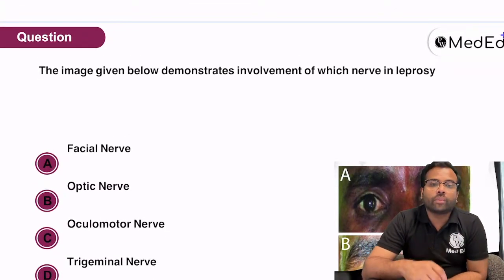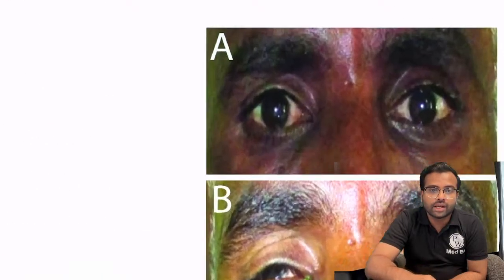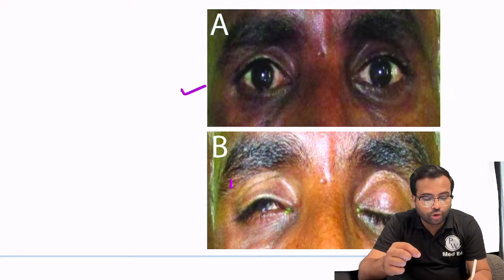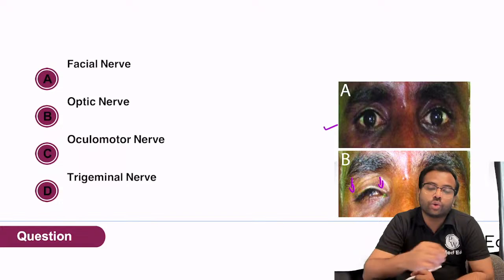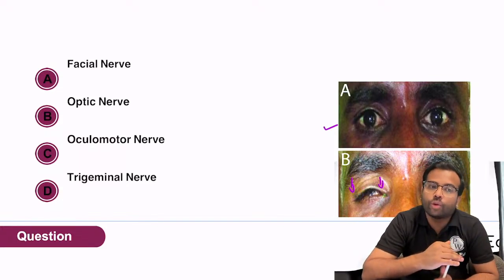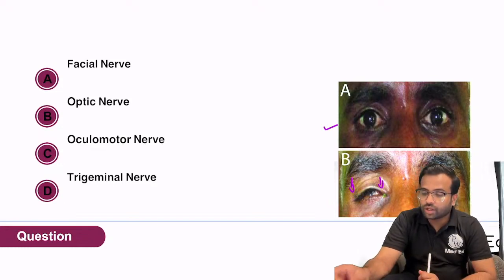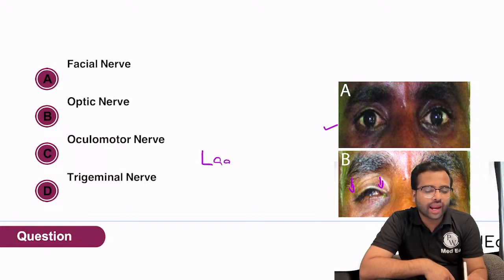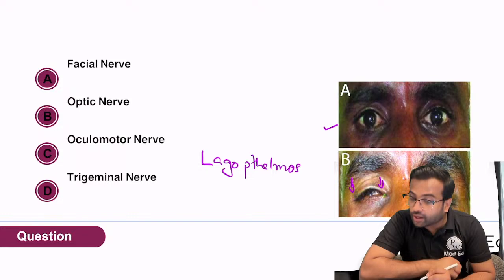The image below demonstrates the involvement of which nerve in leprosy. You can see that in this patient, there is a drooping of the eyelids. Which nerve can lead to a drooping of the eyelids? Is it the facial nerve, optic nerve, oculomotor nerve, or trigeminal nerve? Who can answer? This finding we call lagophthalmos.